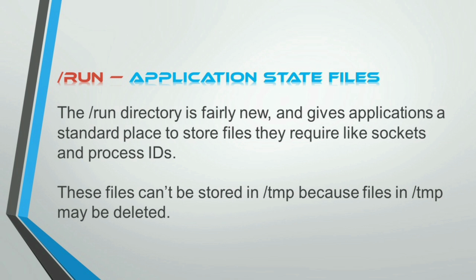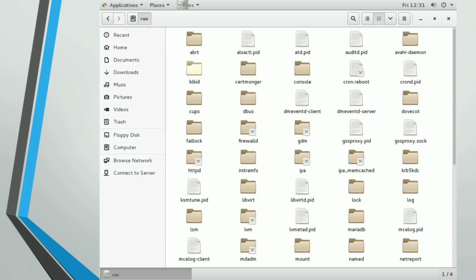/run represents application state files. The /run directory is fairly new and gives applications a standard place to store files they require, like sockets and process IDs. These files can't be stored in /tmp because files in /tmp may be deleted. You can see here the folders contained in the /run directory.